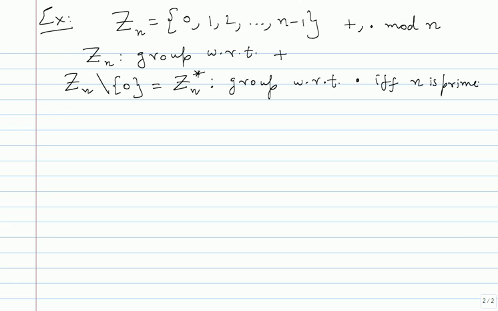Okay, I can prove this very easily, but let's see an example. It's very easy to show the one way. If n is not prime, it's very easy to show Zn star will not be a group. All you need is one example, right? You can take, for instance, Z4. What is Z4 star? 1, 2, 3. What element do you think won't have an inverse?